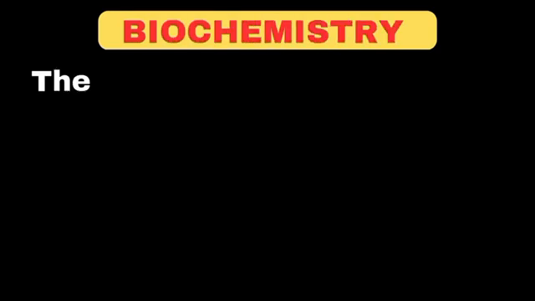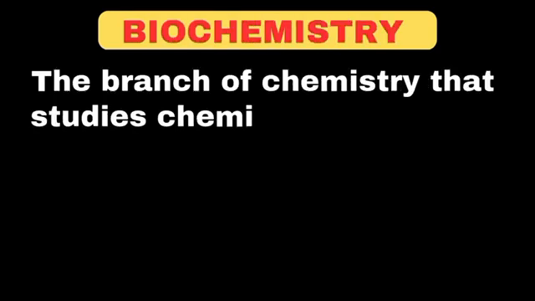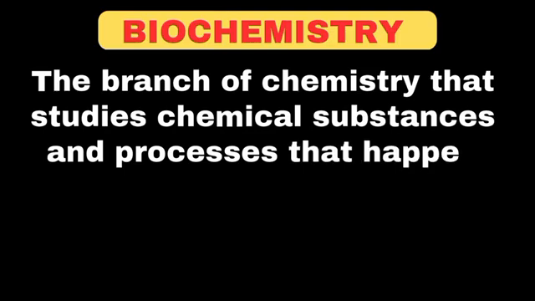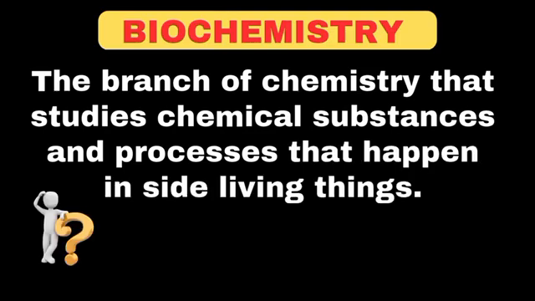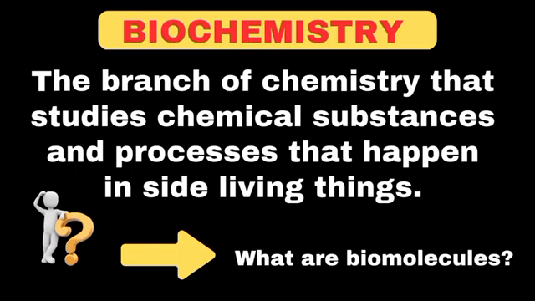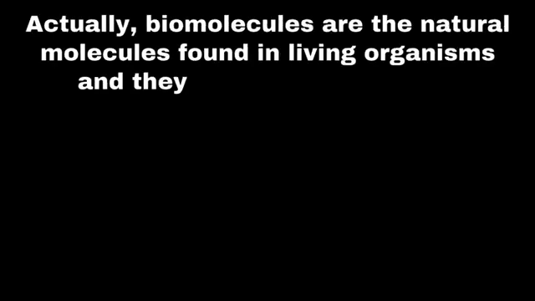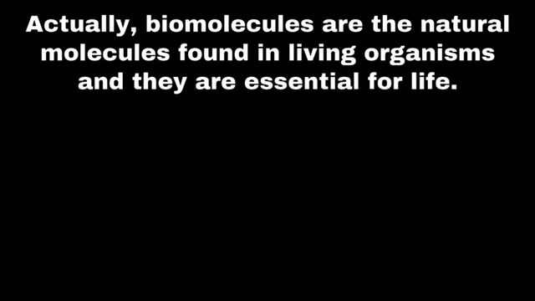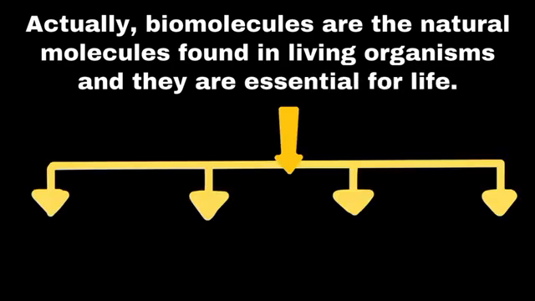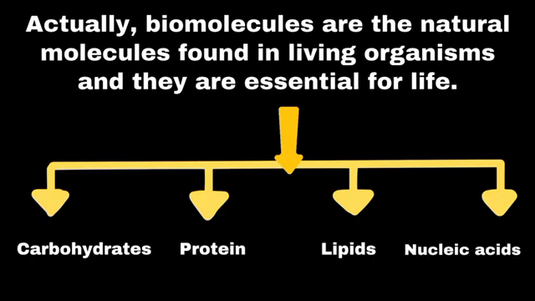Biochemistry is the branch of chemistry that studies the chemical substances and processes that happen inside living things. To understand biochemistry in detail, first, we need to know what biomolecules are. Biomolecules are the natural molecules found in living organisms, and they are essential for life. Biomolecules are further divided into four major types: carbohydrates, proteins, lipids, and nucleic acids.